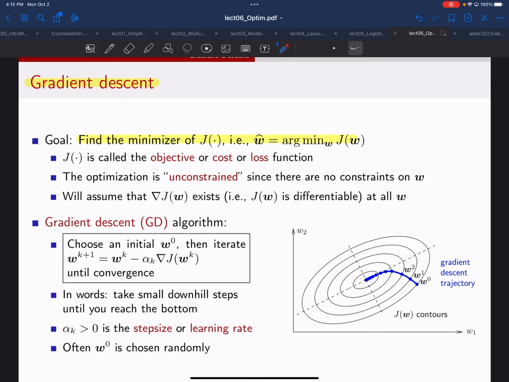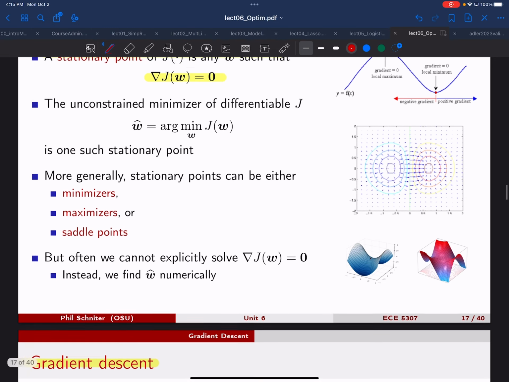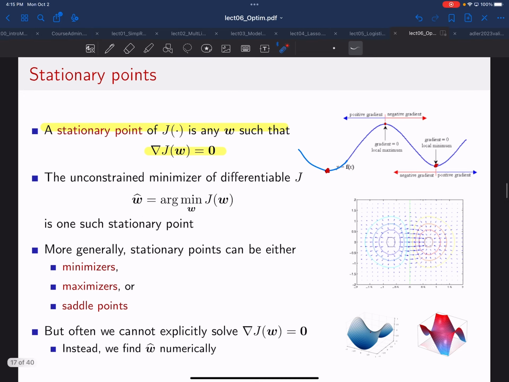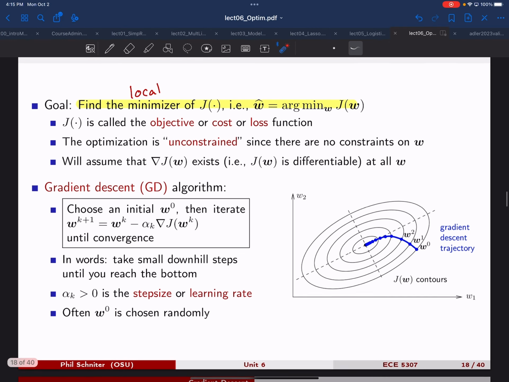And as we recognized, really all we can hope to do is find a local minimizer, meaning maybe there's a minimizer here, but as you can see, there's another minimizer here. So you would call each one of them a local minimizer. In this neighborhood, that's the minimum. In this neighborhood, that's the minimum. So this is what we're going to try to do: find a local minimizer.